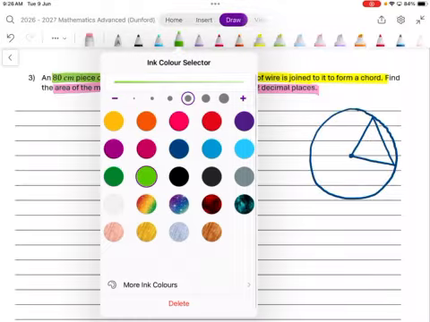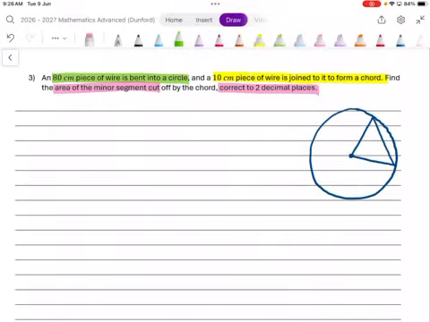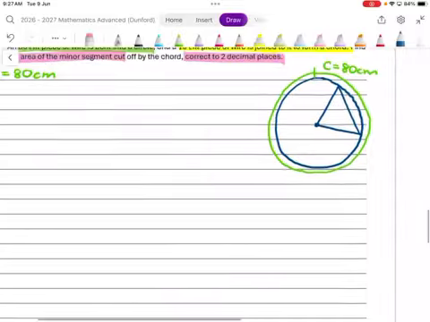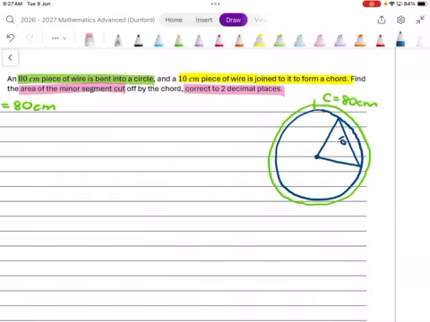Now we're told that an 80 centimetre piece of wire is bent into a circle. So what that means is that the circumference of our circle is 80 centimetres. Okay, so we have circumference equals 80 centimetres. That's our first piece of information that we're given. The next bit of information that we're given is that our chord is 10 centimetres. So that distance there is 10 centimetres.